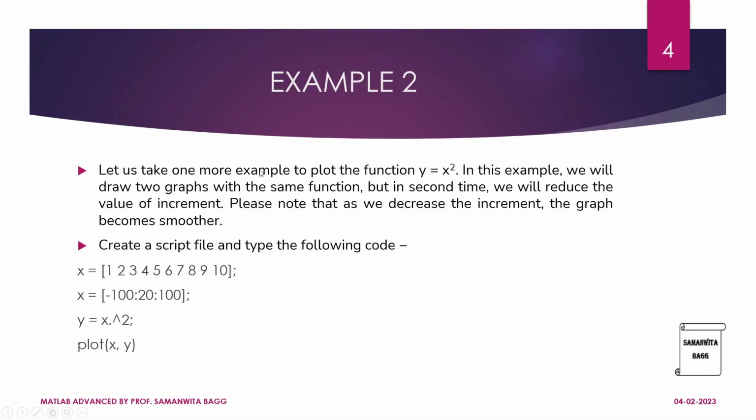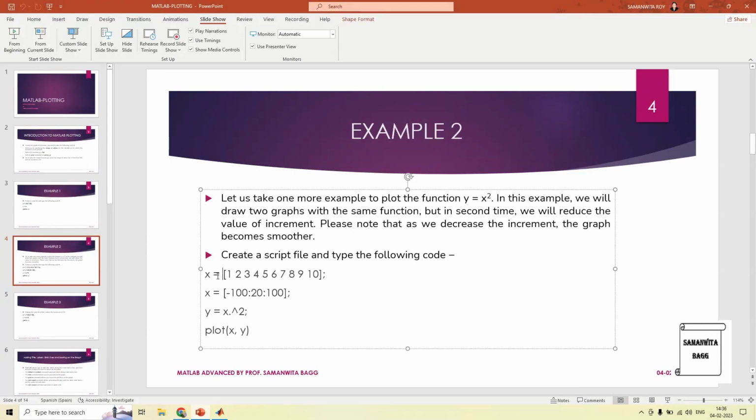Let us take one more example to plot the function y equals x square. In this example, we will draw two graphs with the same function, but the second time, we will reduce the value of increment. Please note that as we decrease the increment, the graph becomes smoother. So this is the first example, and there is another code written. We'll go for the first code, as you can see here.